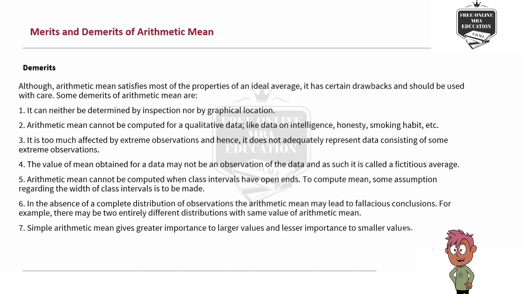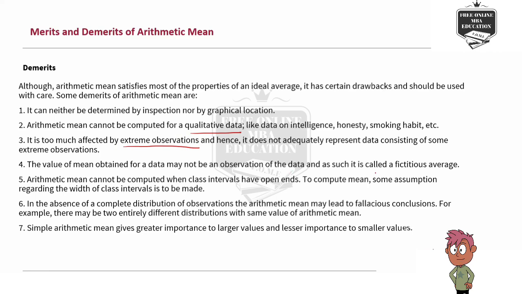But still, it has certain demerits. It is not affected by the fluctuations, but yes, it is affected by the outliers that we have. It can neither be determined by inspection nor by graphical location. It cannot be computed for qualitative data. It is much affected by the extreme observations, that means the outliers that I just told you. The value of the mean obtained for data may not be an observation of the data.